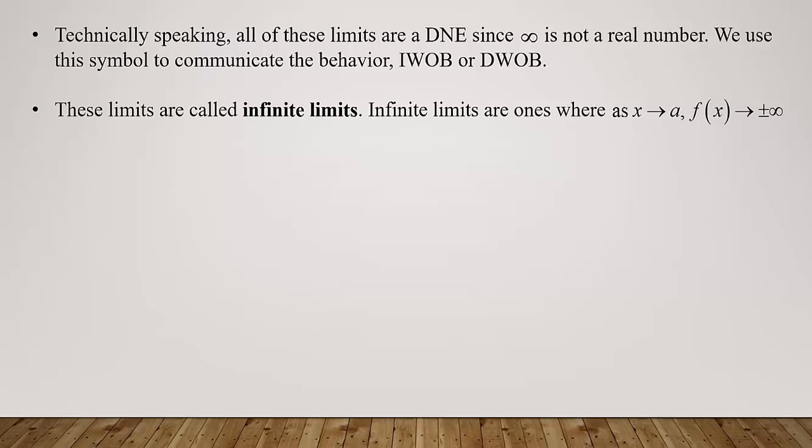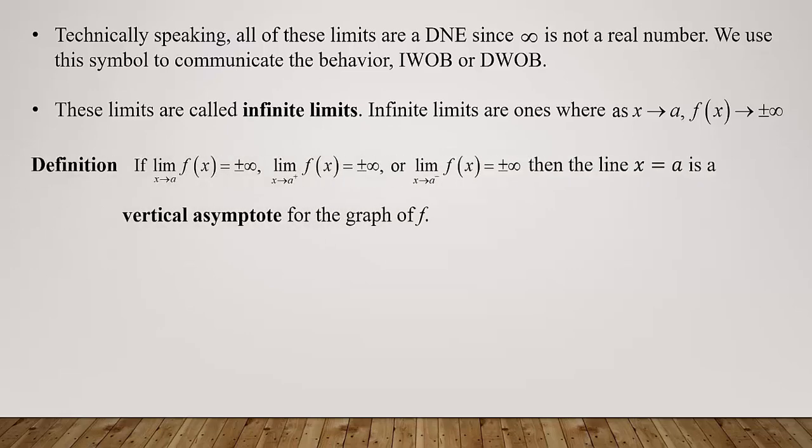Now, if you look back at those graphs, you may have noticed that the y-axis was serving as a vertical asymptote for the graph. There is a connection between vertical asymptotes and infinite limits. So this is a classic definition.